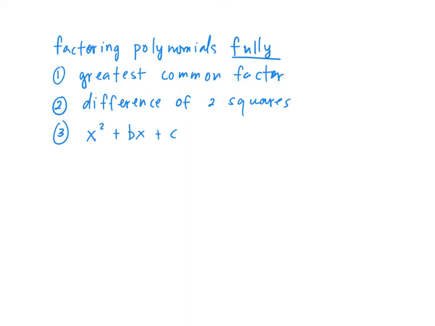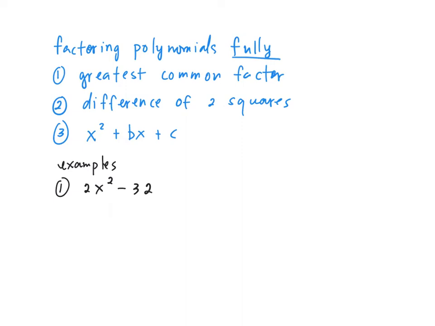Usually what we do when we are factoring a polynomial is we always check for the greatest common factor first. And then after that, we check if either of these two methods work. So let's try some examples. Let's look at 2x squared minus 32.